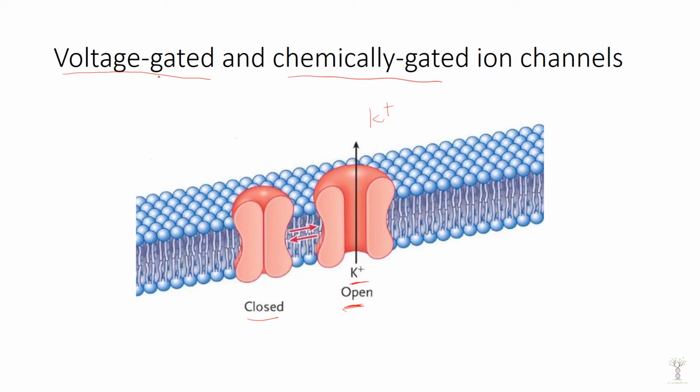If it is a voltage-gated channel, then when there is a change in the charge, let's suppose we make this side of the membrane more positively charged, then if this is a voltage-gated channel, the charge difference will make that ion channel open. If it is a chemically gated channel, then a chemical can make it open. Let's suppose a neurotransmitter binds.